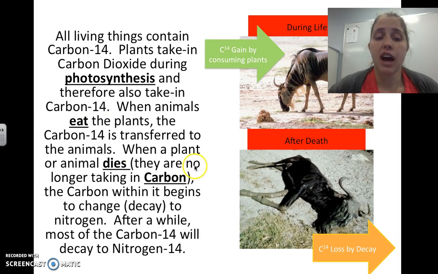When a plant or animal dies, they are no longer taking in carbon. That makes sense. They're not eating or breathing anymore. The carbon within it begins to change or decay to nitrogen. So immediately when that animal dies, we are able to begin the clock for the half-life. After a while, most of the carbon-14 will decay into nitrogen-14. So during life, we keep gaining carbon-14, because we're eating or we're breathing or whatever the case may be. And then after death, immediately we start losing that carbon-14.